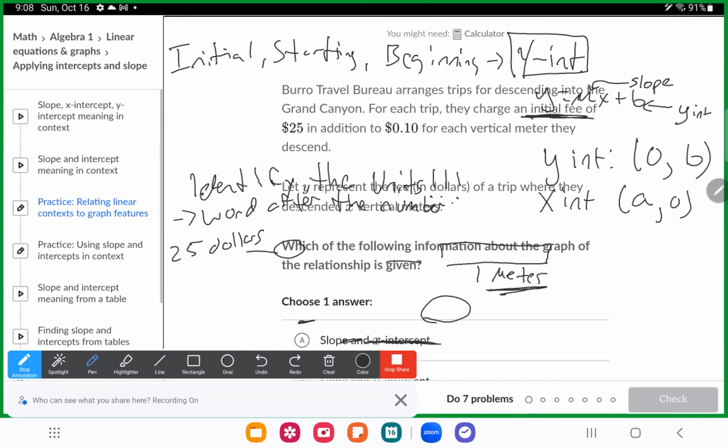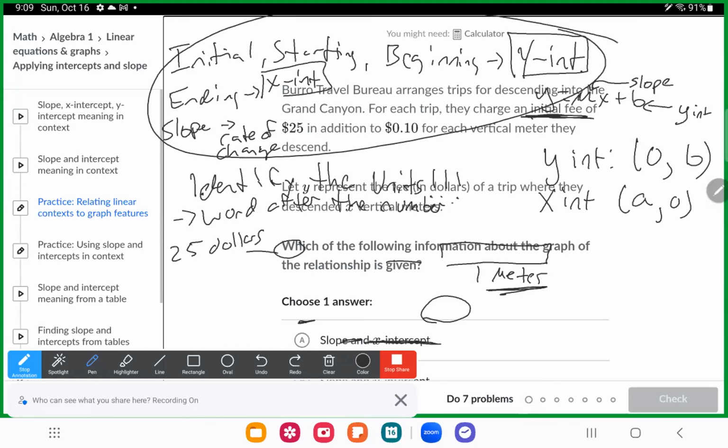So what do you think about the x-intercept? The ending, when something hits the ground, maybe, is the x-intercept. And the slope, well, that's the rate of change. Okay, this is getting sloppy, so I'm going to clear it, but remember all of that right there.